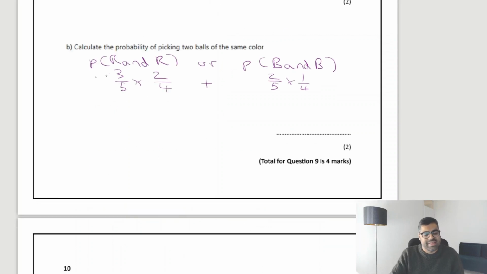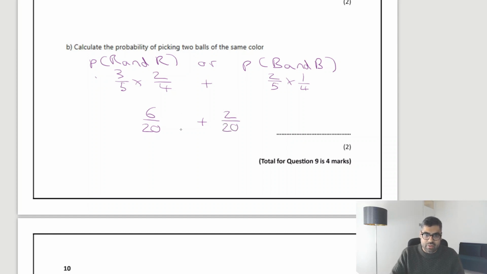So again, it's really just fractions, and it's really important to remember the order of operations, because we've got to times these together before we can then focus on the addition in the middle. So 3 over 5 times by 2 over 4, times our numerators, times our denominators. 3 times 2 is 6. 5 times 4 is 20. We're going to add that to 2 times 1, which is 2, and 5 times 4, which is 20.